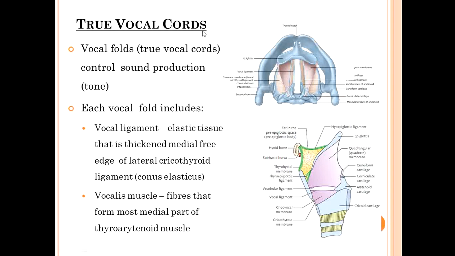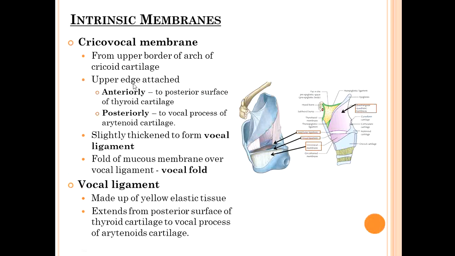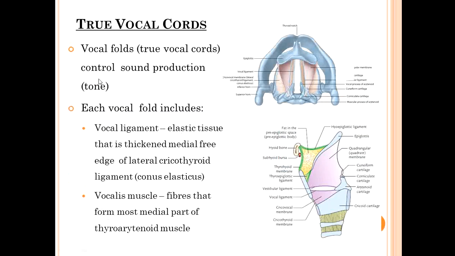Now what are the true vocal cords? True vocal cords are nothing but the vocal folds. Vocal folds means the mucous membrane which is covering the vocal ligament. What is the vocal ligament? I have shown you, the vocal ligament is nothing but the thickening of the cricovocal membrane. So vocal folds are the true vocal cords.